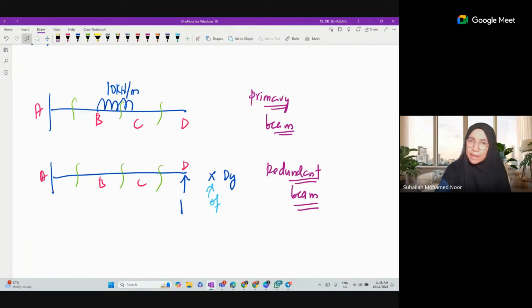So we have to remain 3 cutting sections in the redundant beam, even though we just see that A to D is just one beam, right? AD, just like that. But still cannot. We have to divide it into 3 cutting sections as well. Follow the sections in the primary beam. Okay?